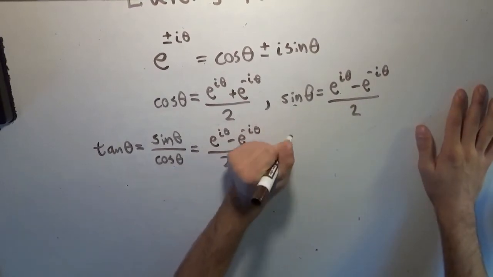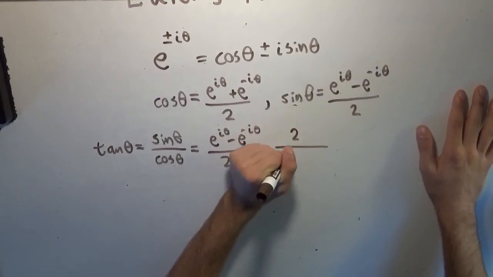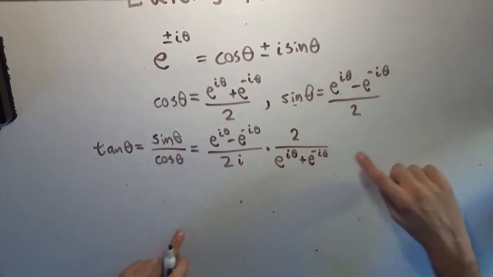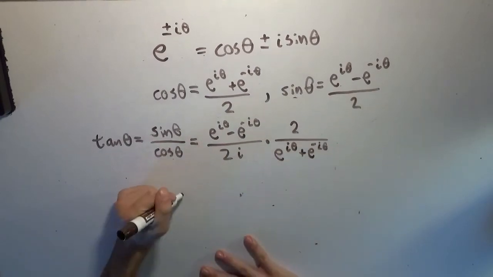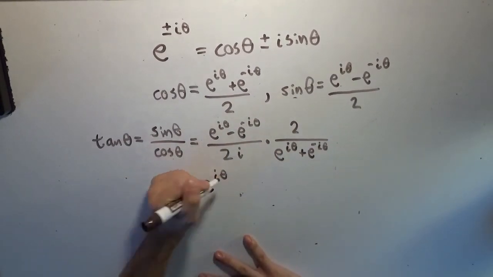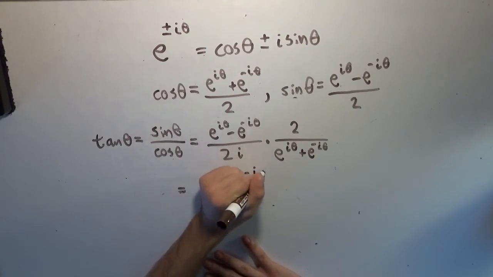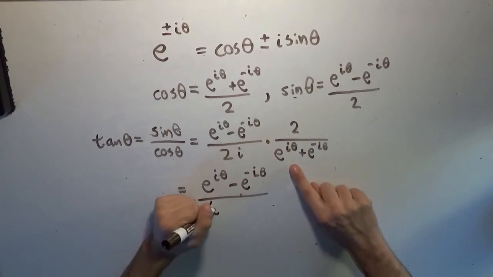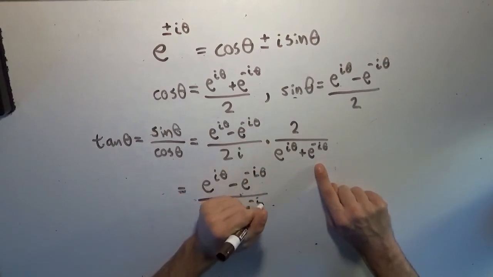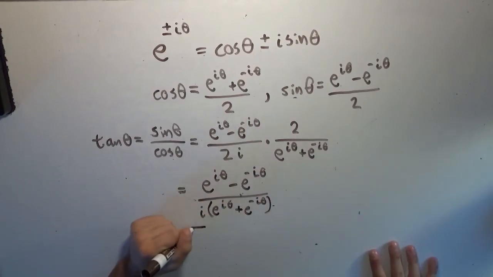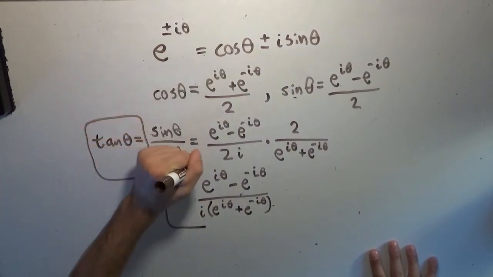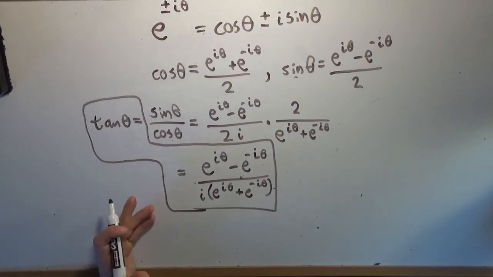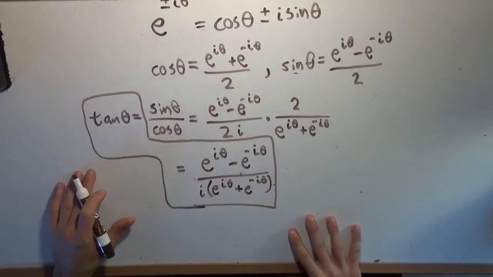So I'm just going to multiply by 2 over e to the i theta plus e to the minus i theta. The 2's will cancel, and we'll be left with e to the i theta minus e to the minus i theta divided by i, right, that i is still staying there, times e to the i theta plus e to the minus i theta. And this is our complex exponential representation of the tangent function. Isn't that lovely? I mean, it's kind of cluttered. It's the best thing that we've got with regards to putting it in terms of complex exponentials.